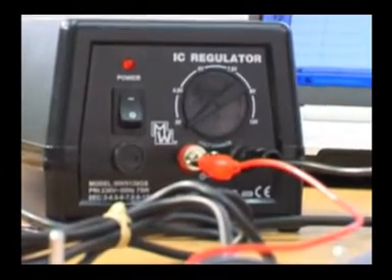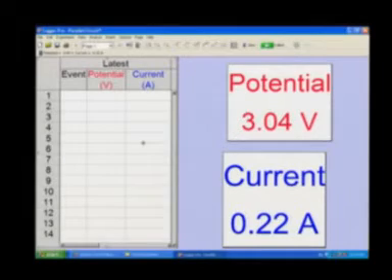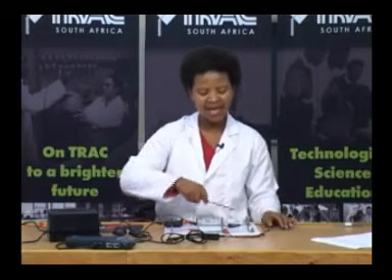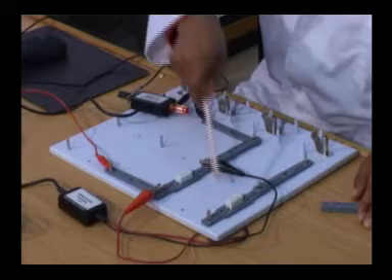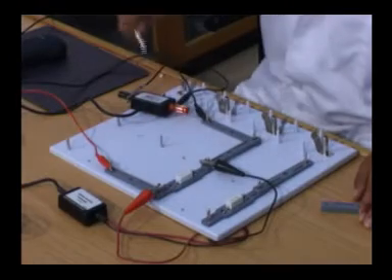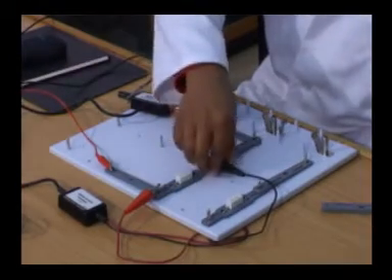If we switch on the voltage source, there's our readings. The current with just one resistor is 0.22 amps, and the voltage is 3.04, and that's the same as the voltage from the voltage source. Now, let's add another resistor in parallel to this one, and let's have a look at what happens to the potential difference and the current.